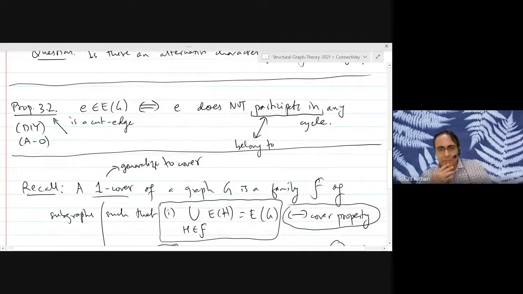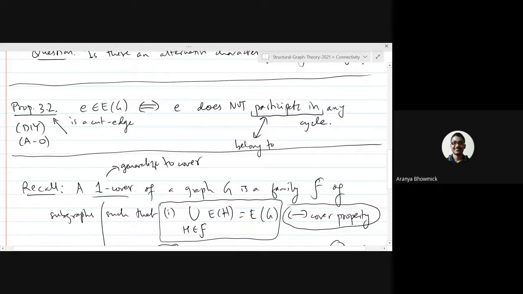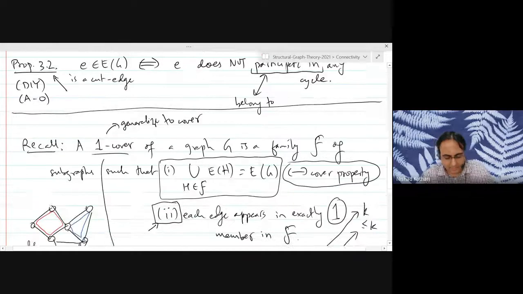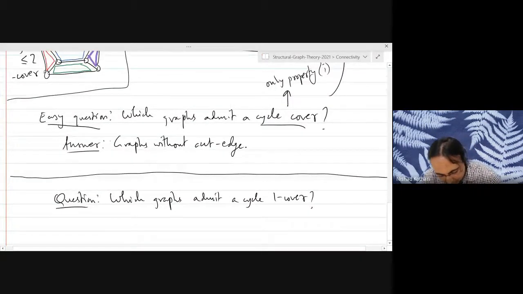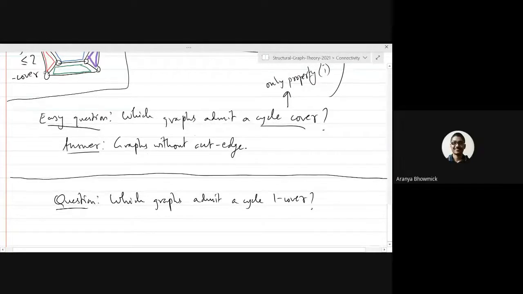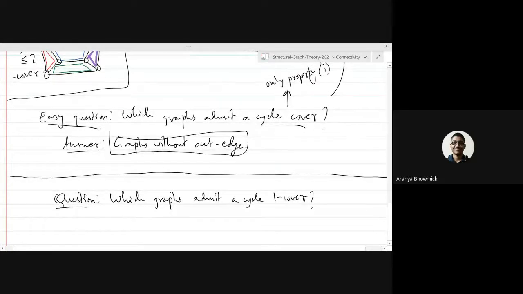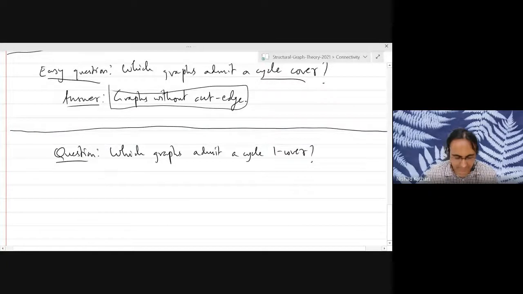Anybody else? Any questions or concerns? Is everybody convinced that if there are no cut edges, then you have a cycle cover? Okay, so sir, if a graph has a cut edge, then that edge cannot participate in any cycle. So there is no cycle cover. Exactly. So it is actually if and only if, right? So this is a complete answer. A graph admits a cycle cover if and only if it has no cut edge.